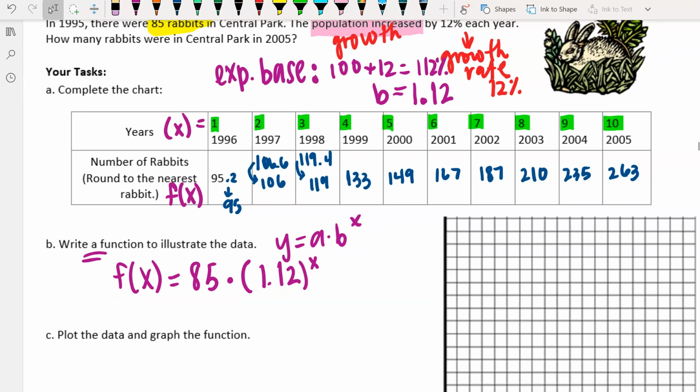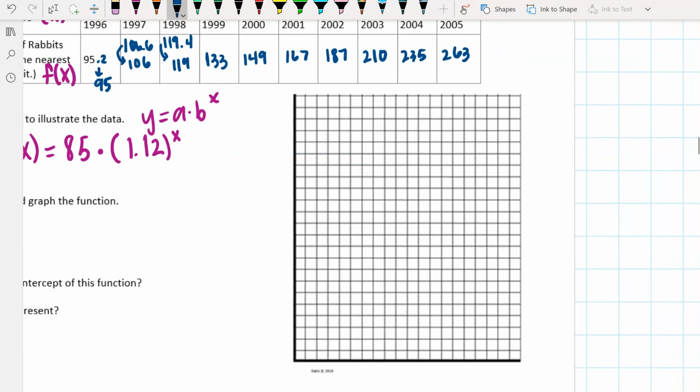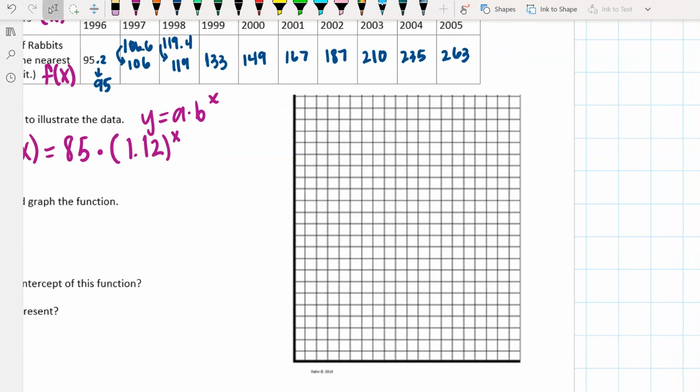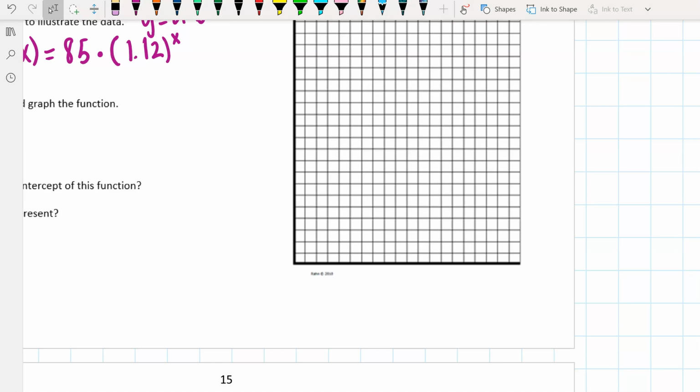I'm going to continue. So for C, we need to graph. The numbers in our chart, we are going to graph the ones that we wrote. So we need to make our graph. Okay, so that's a big undertaking. If you remember, our x value is our time. So this is going to represent the years since 1995 because we're looking at number of years. 0 will be 0, okay?